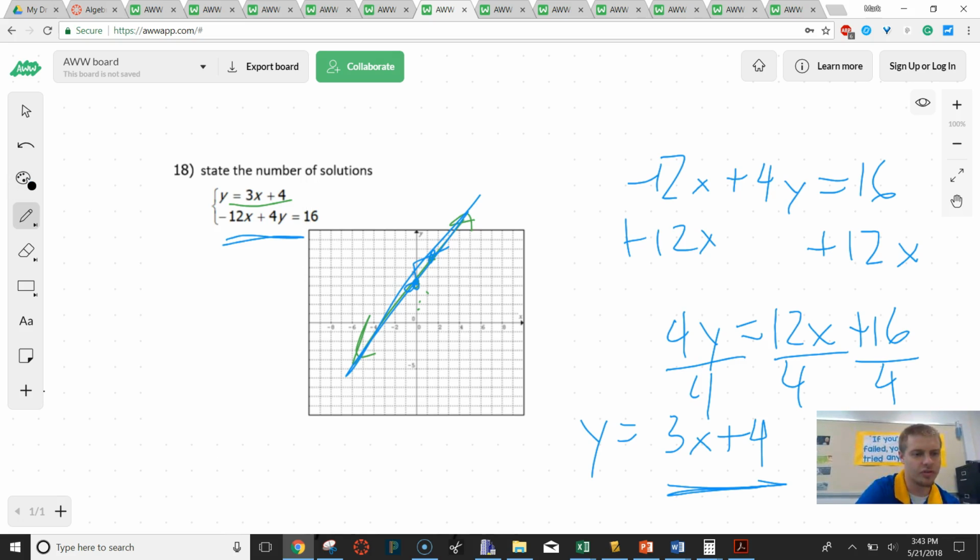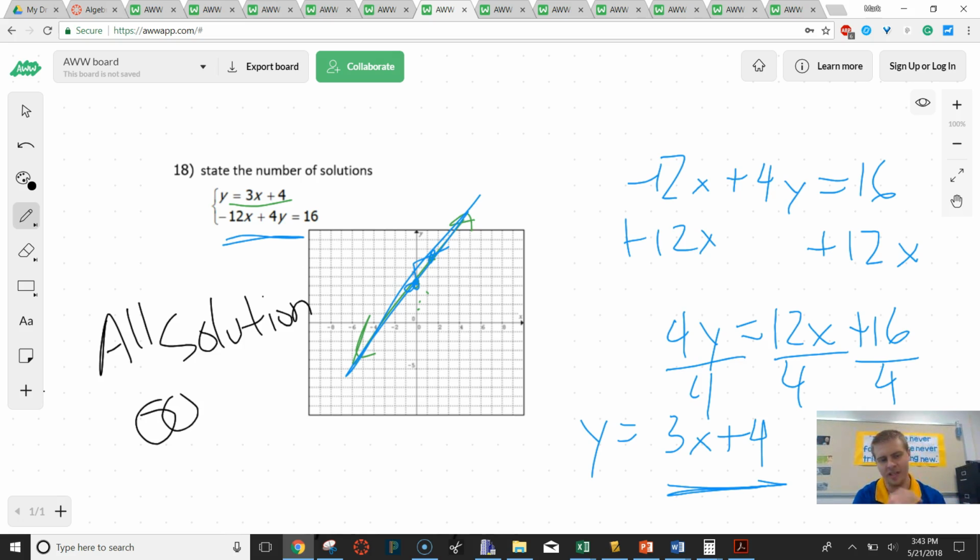And we call this situation either all solutions, or the identity, or infinitely many solutions. So all solutions, identity, infinitely many solutions, whatever you want to call that. Let's try the next one.